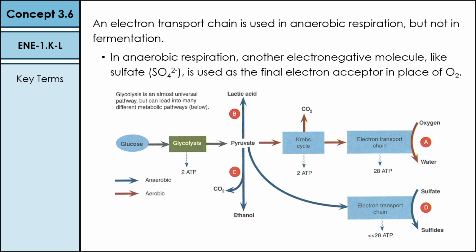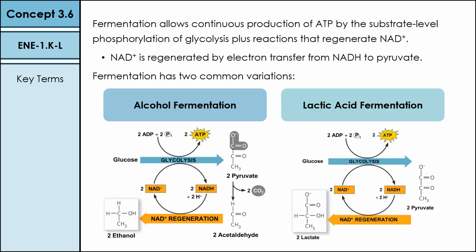Now, the electron transport chain does show up in both aerobic and anaerobic respiration, but not in the alternative process of fermentation. So fermentation will be what we look at next. Fermentation is what will allow our cells to create a continuous production of ATP only using substrate level phosphorylation and glycolysis. And then we have to regenerate those electron high energy carriers.